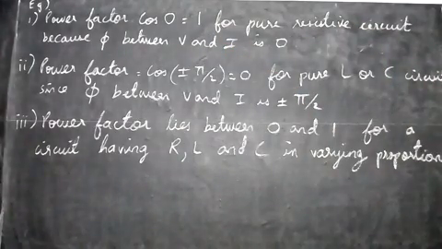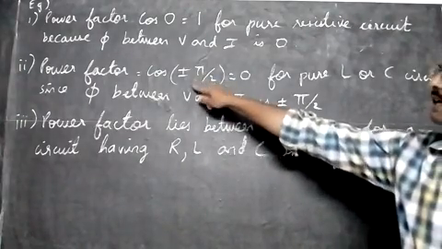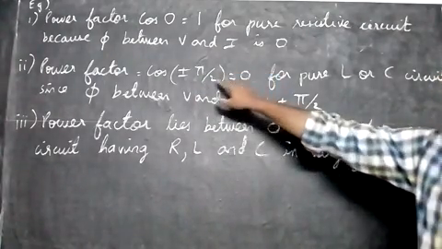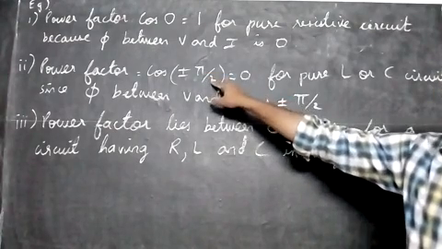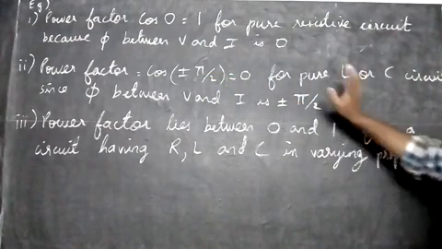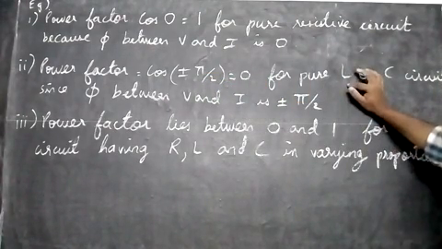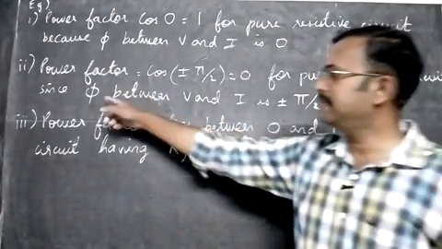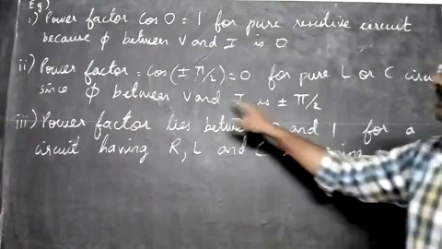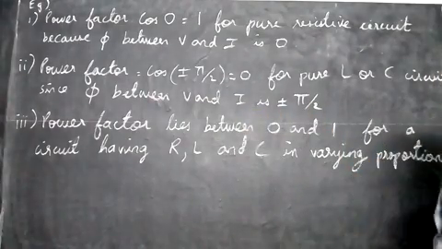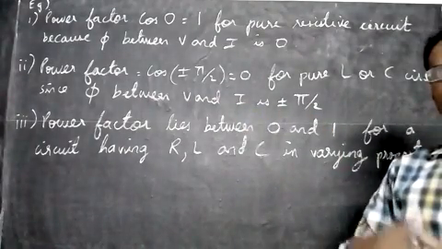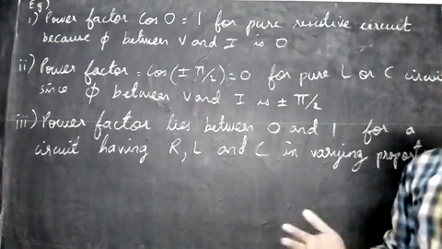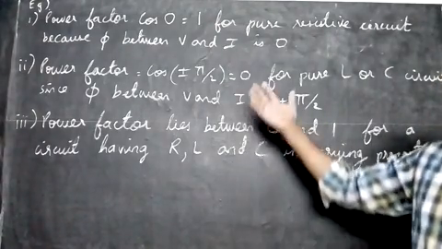Next one, power factor, that is cos phi, is equal to cos of plus or minus pi by 2. Pi means 180, and 180 by 2 is 90. Cos 90 is 0. This is for a pure L or C, that is an inductive or capacitive circuit; I have written short forms here. Since the phase angle phi between voltage and current is plus or minus pi by 2. So when you take a pure inductor, the voltage can lead or lag behind the current by pi by 2, so the phase angle is 90 degrees. Cos 90 is equal to 0.